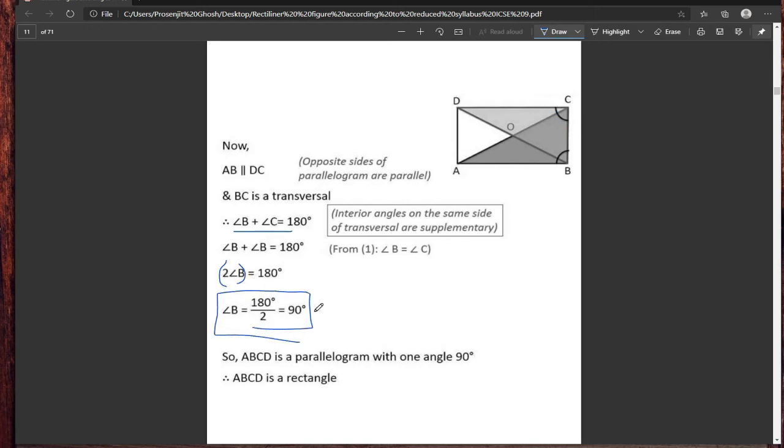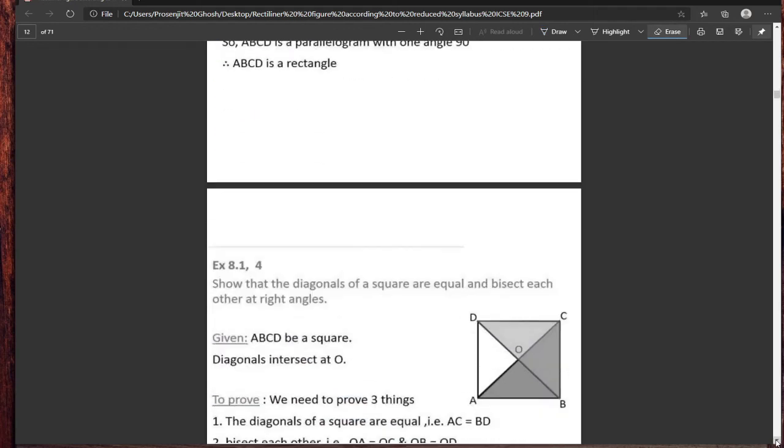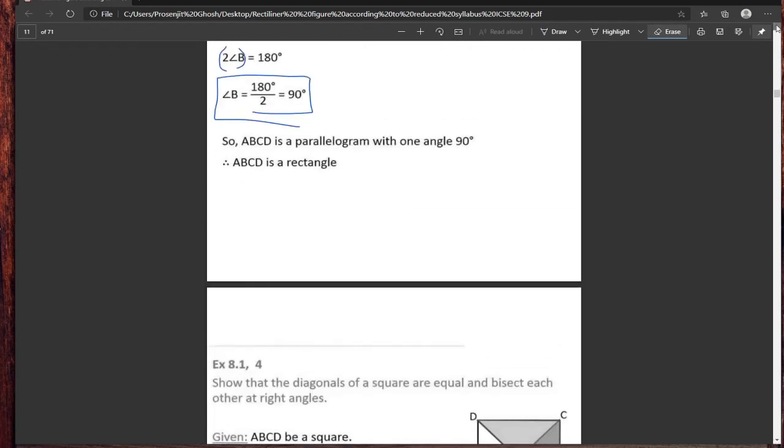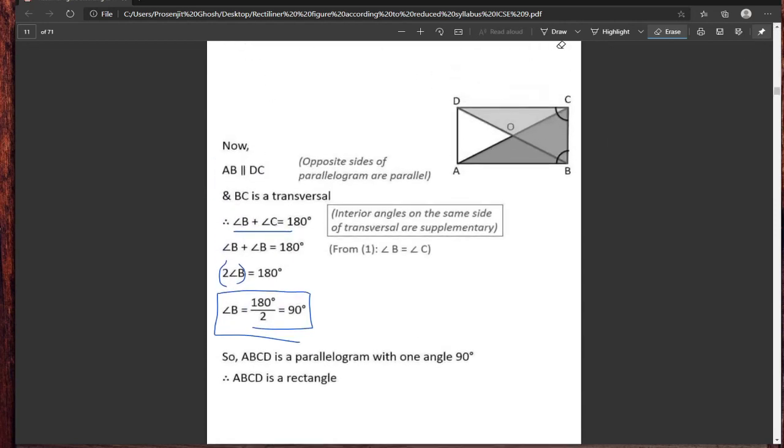And once you prove that one angle is 90 over there, you can show that its opposite angle should also be 90. So if two angles are 90, already half the part is done. And also we proved that these two triangles are congruent to each other, that means all the angles are 90. So you can say it is a rectangle. So one part is done.